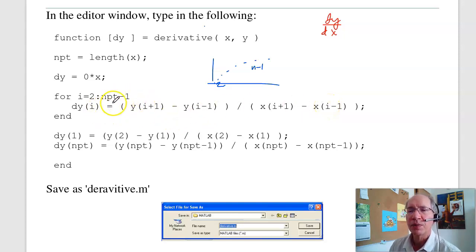Now fix the two endpoints. The first endpoint is roughly, again, since I don't have a point to the left of the left endpoint, change in y over change of x on the left side, change in y over change of x on the right side. There's my function. Now save it. If I save it as derivative.m, I can now call it.